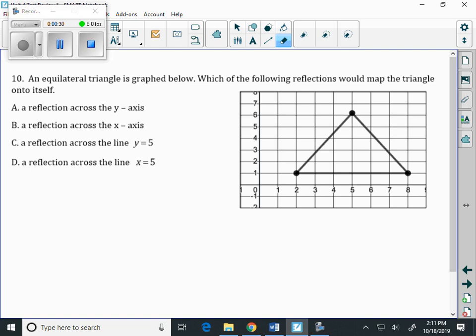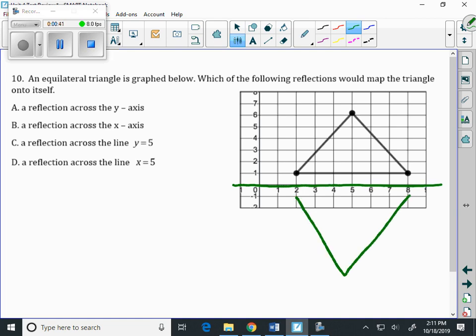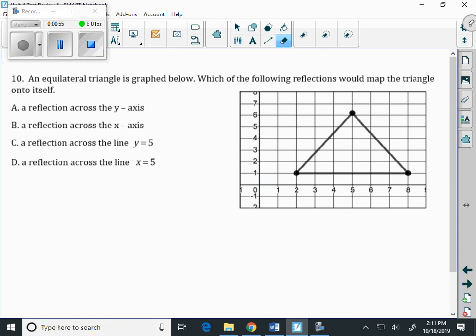Not A. If we reflect across the x-axis, which is here, our triangle, if we reflected it, I'll try to draw a little bit better of a picture, would look like that. And again, what the question is asking is which of them would map the triangle onto itself. So that's also not going to map back onto itself. And we can cross off B and we can cross off A.